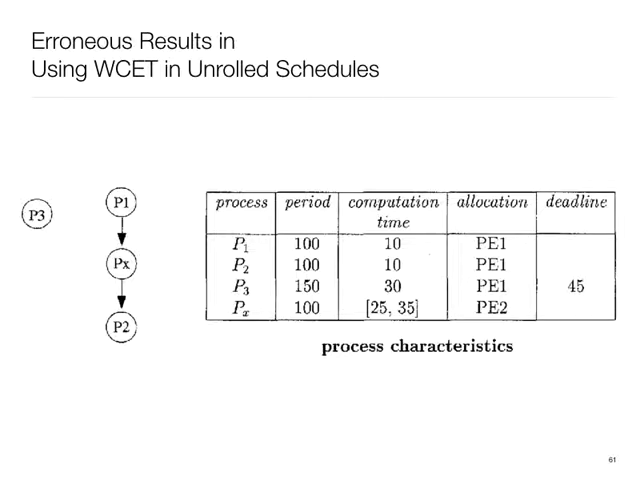So now the question is, is this deadline met given this assignment of tasks to processors? What it leads to is kind of an interesting situation. If Px takes time 35, then it meets the deadline. If Px takes time 25, then the deadline is missed.